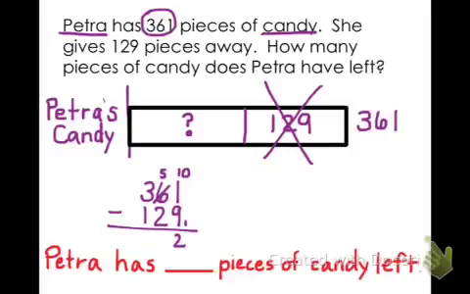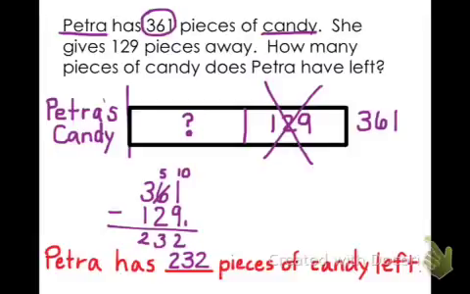5 take away 2 tens. I can do that. That's 3 tens. 3 hundreds take away 1 hundred is 2 hundreds. So now I've come up with an answer, or a difference. So I can add that to my answer sentence, and I can say that Petra has 232 pieces of candy.